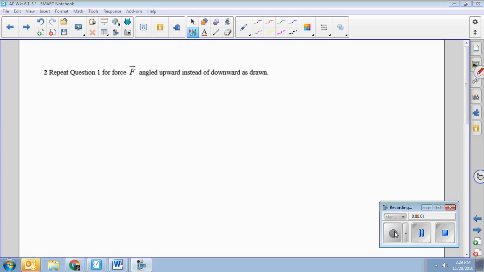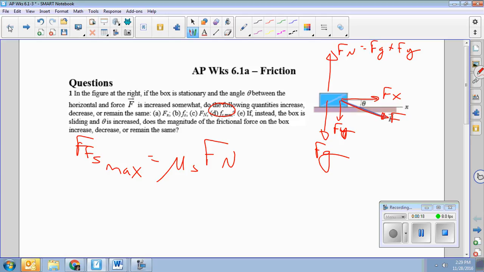So let's see, what do we got? Number 2, you needed to repeat the previous question if the force was above the horizontal instead of below the horizontal. So all of the answers are decrease. I agree with that? Yes. All right, are we good?